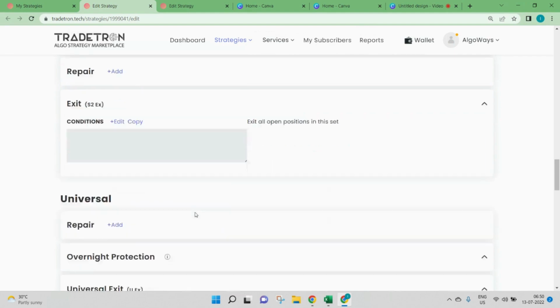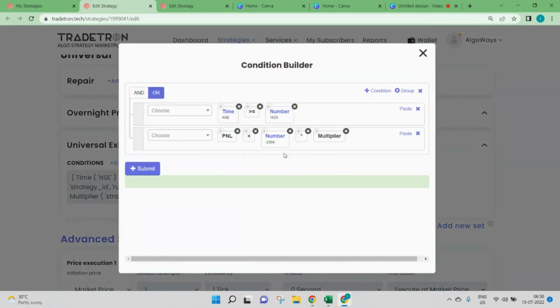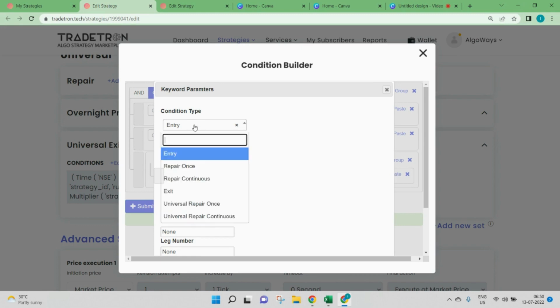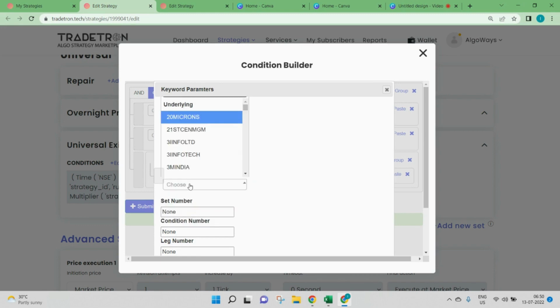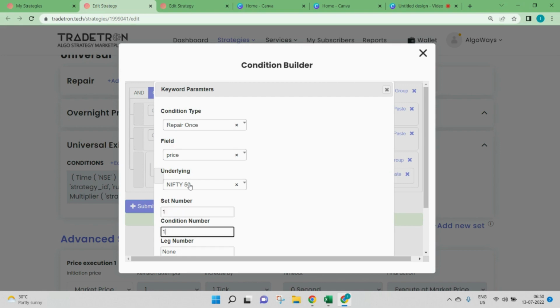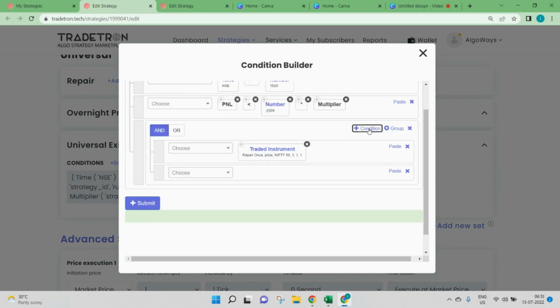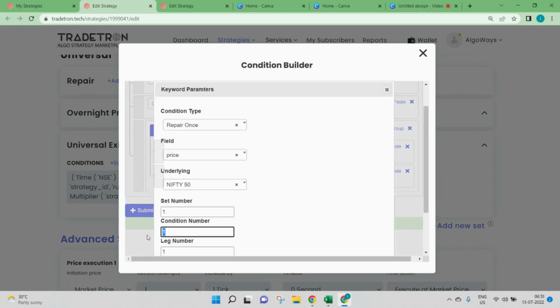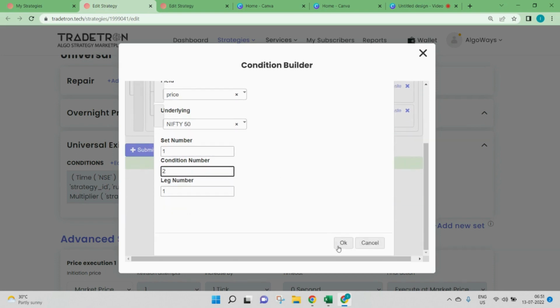In that scenario, our universal exit does not happen because our universal exit is either time based or P&L based. So in that case, if we want to make the universal exit when both the legs hit, we can put the condition here: traded instrument and repair once, one, and traded instrument 1 to 1. So both the repairs, that is C has exited and P has exited.